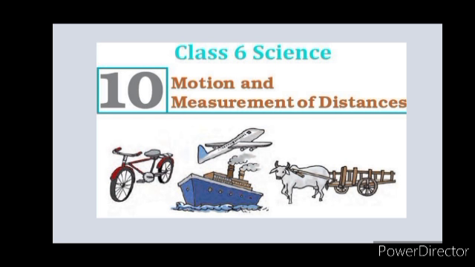A common characteristic of all the moving bodies is they change their position with time. So an object is said to be in motion or moving when its position changes with time. This is the displacement of objects from one place to another place. Different modes of transport are used to go from one place to another place.